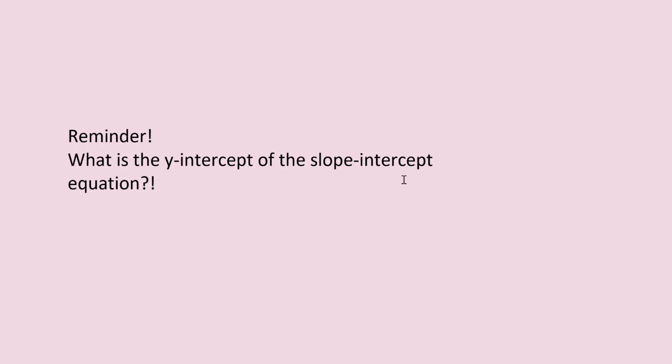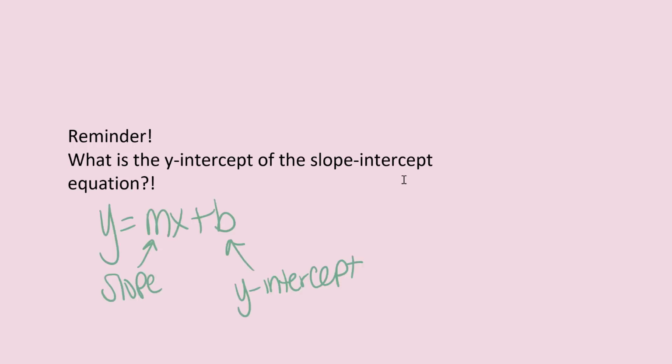But first, we need to remember what the y-intercept of the slope-intercept equation even is. So let's rewrite what our slope-intercept equation is to begin with. Remember that our slope-intercept equation is y equals mx plus b. And remember that m is slope, and b is what we're looking for today, which is the y-intercept. It's also important to remember that b is where our graph crosses the y-axis. So this is what we're actually solving for today. We are solving for the point where our graph crosses the y-axis.